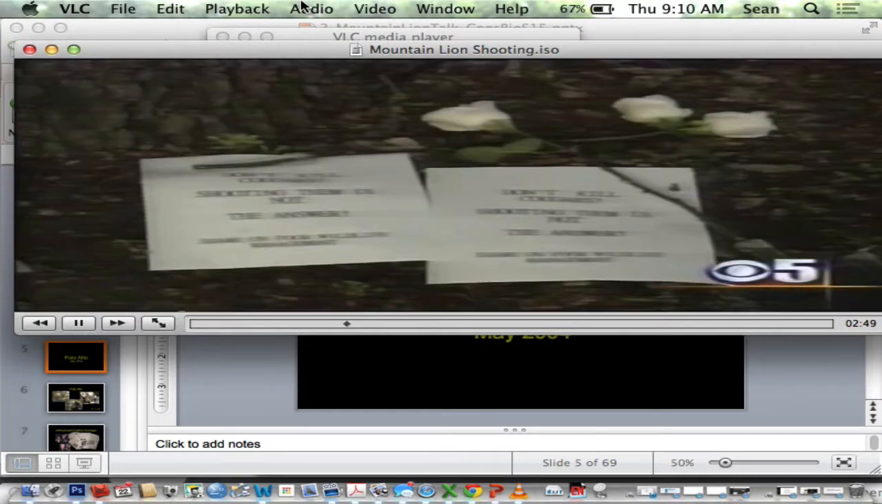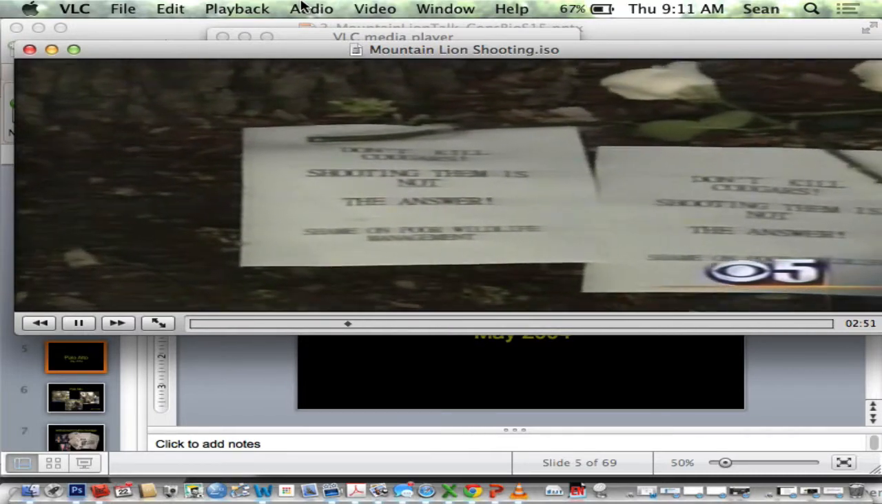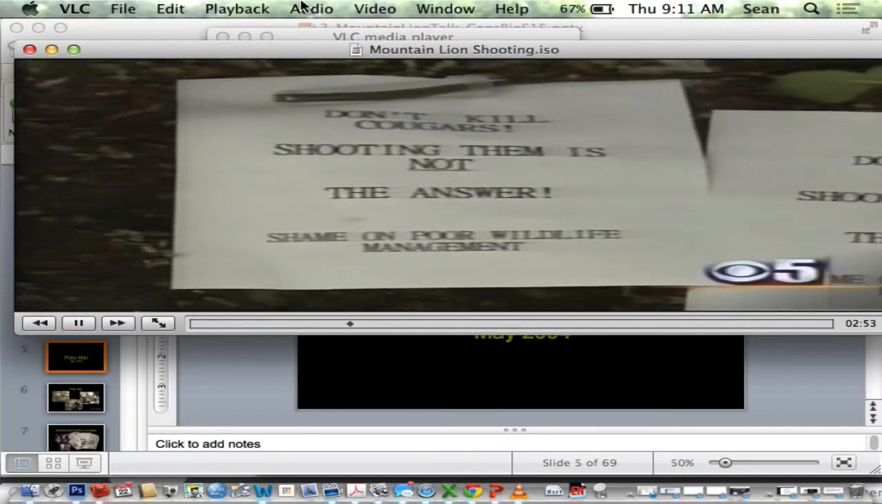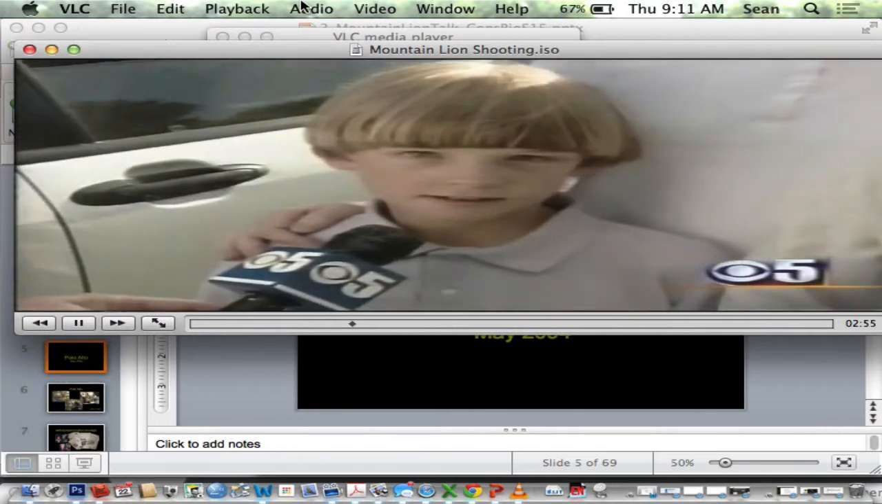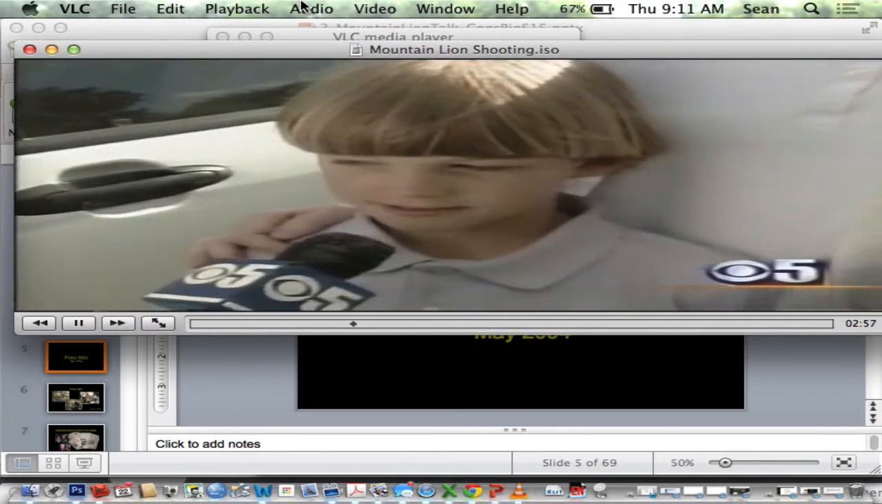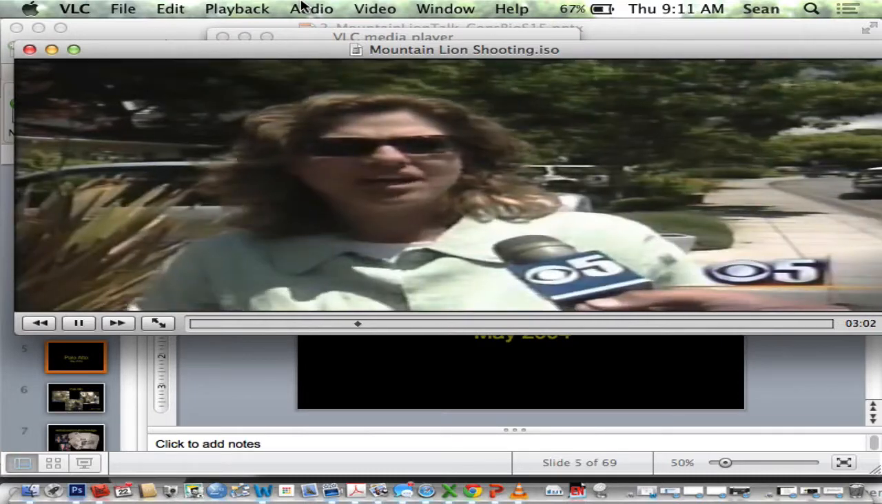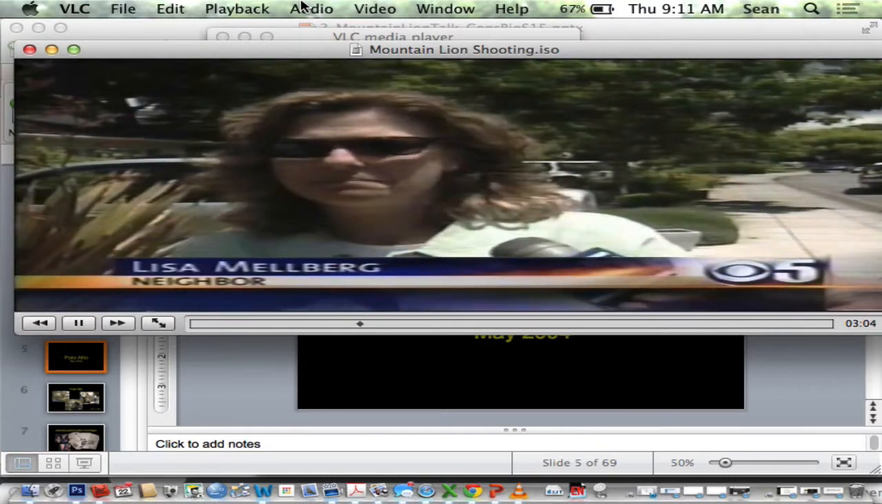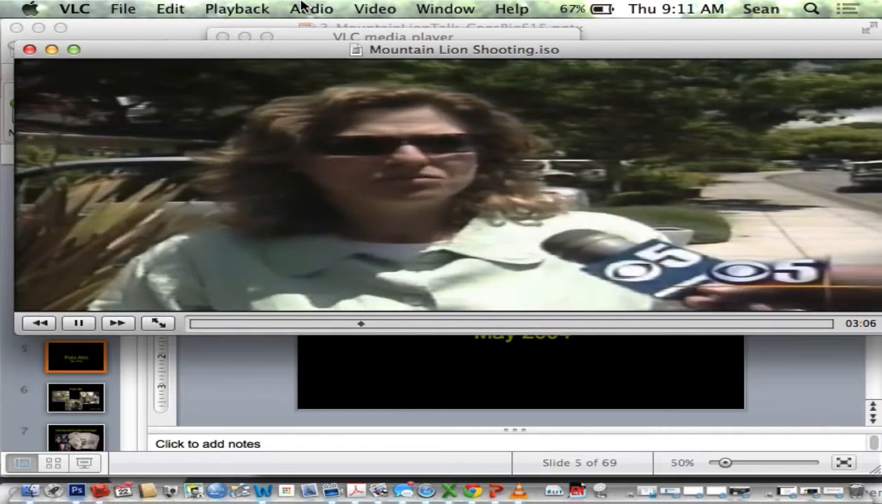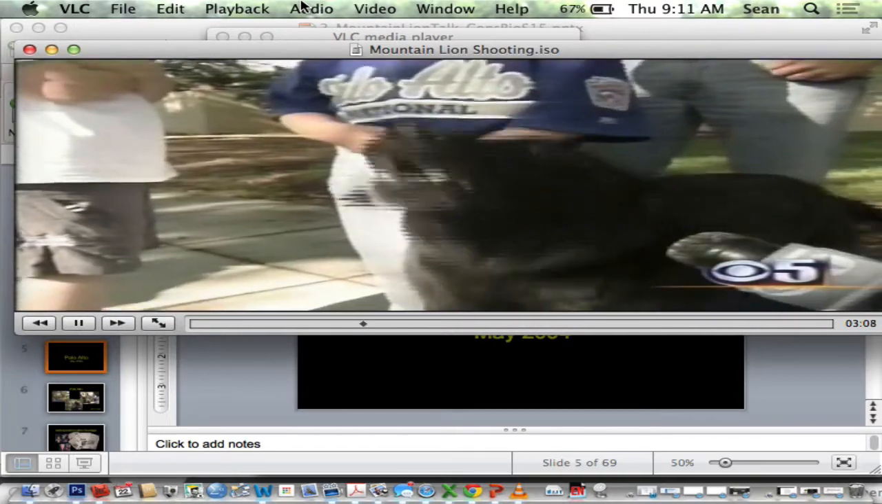White roses and a note protesting the shooting were left at the scene by a woman and her 2 young sons. It would be better if they tranquilized it. But there are 2 schools within a mile. I'm still shaking over it. I'm sad they had to shoot it. The kids will be home soon from school. That would have been awful.